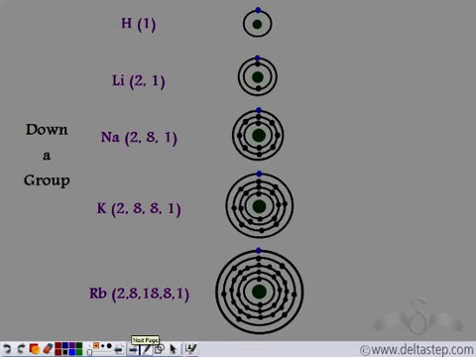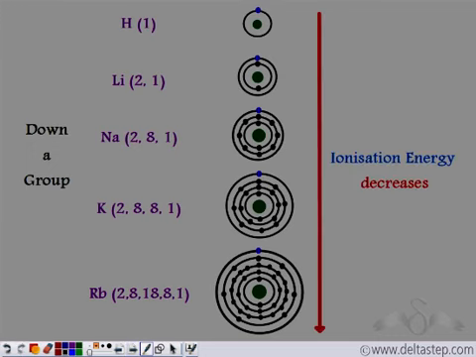What happens when we move from top to bottom in a group? We know when we are moving from top to bottom in a group, the atomic size is increasing. This leads to a greater distance between the outermost shell and the nucleus. Since the distance between the outermost shell and the nucleus is increasing, this electron needs lesser energy to be removed. Since it is away from the nucleus, the ionization energy decreases.